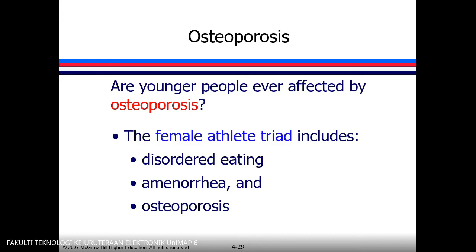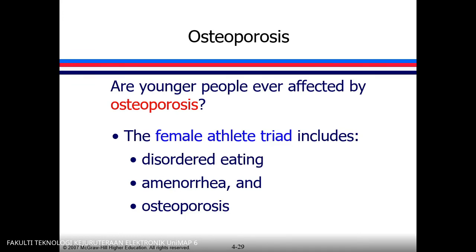Are younger people ever affected by osteoporosis? Soalan dia. Yes. Okay, yes, younger people also can be affected by osteoporosis. We have one term that relates to younger people. So that term is female athlete triad, which includes disordered eating, amenorrhea, and also osteoporosis.